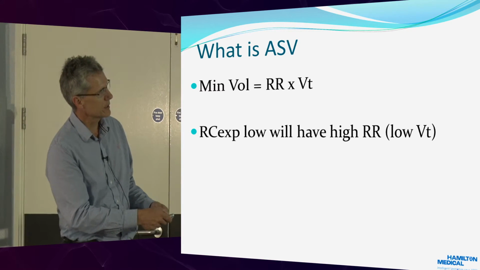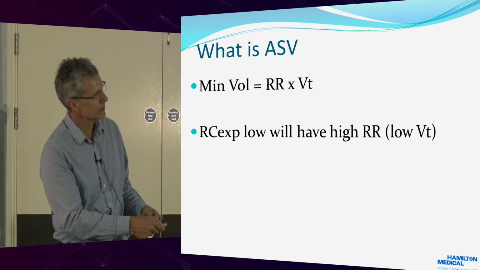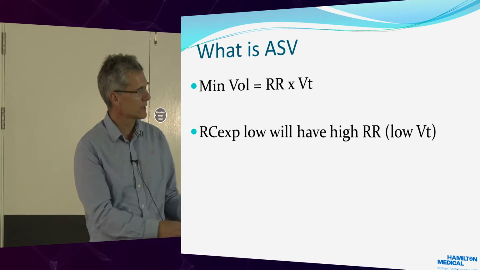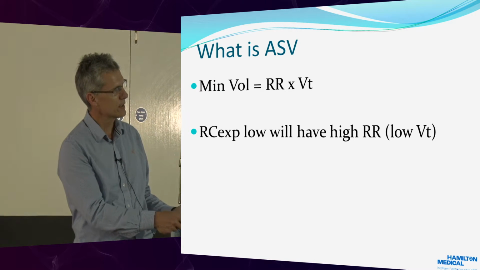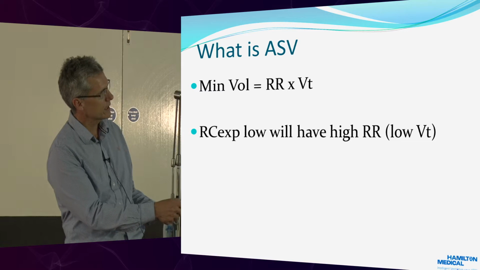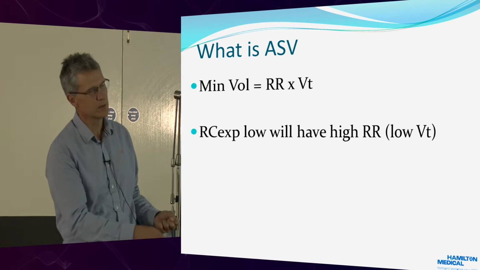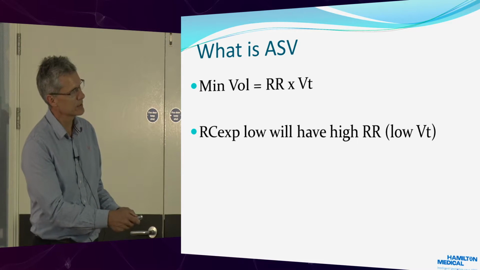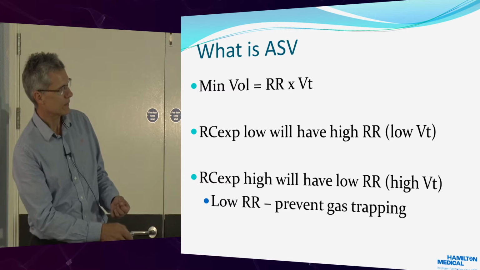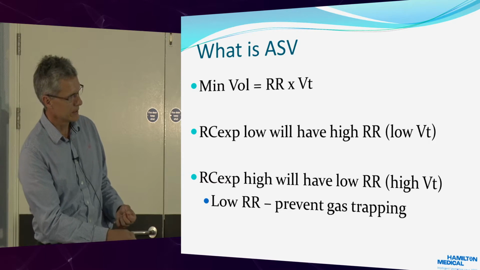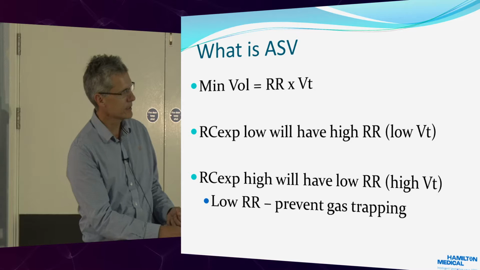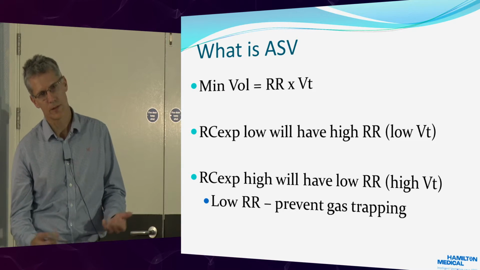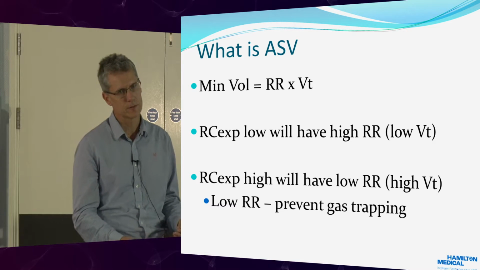So the expiratory time constant is inversely proportional to your respiratory rate. So if you have a low time constant, so a stiff set of lungs, you'll have a high respiratory rate, and if that is set high, the tidal volume will automatically be low. So it automatically, in ARDS patients, gives you a low tidal volume. If your time constant is high, you'll have a low respiratory rate and you get a high tidal volume. With the low respiratory rate, one of the features is that this prevents gas trapping.